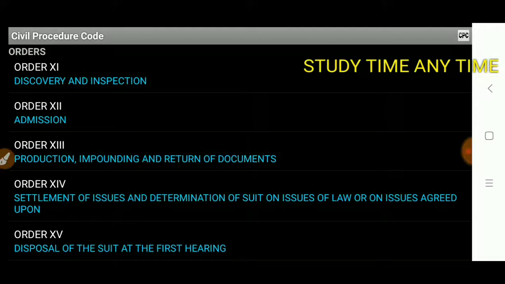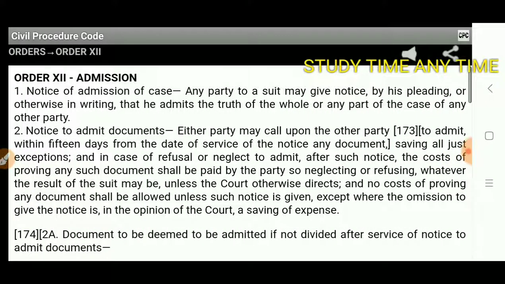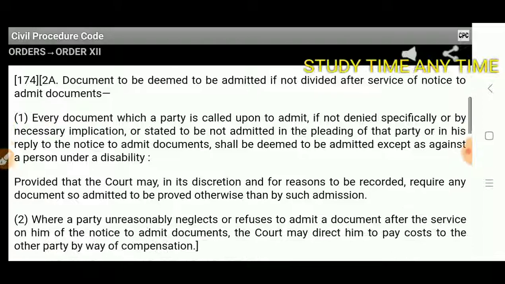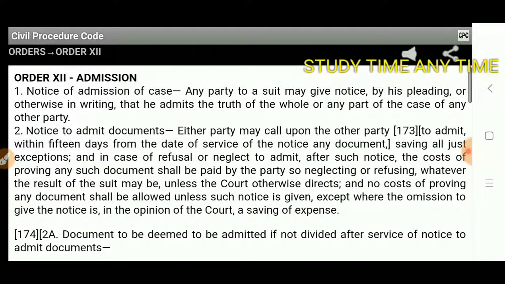Then admission. Now admission is a very important thing. It is order number 12, which is very important. What you have admitted is very crucial in every case. Once you have admitted, you are estopped by your own acts. So, notice of admission of case: any party to the suit may give notice by pleading or otherwise in writing that he admits the truth of the whole or any part of the case of any other party. Then notice to admit documents. So these all things are covered in this order 12.